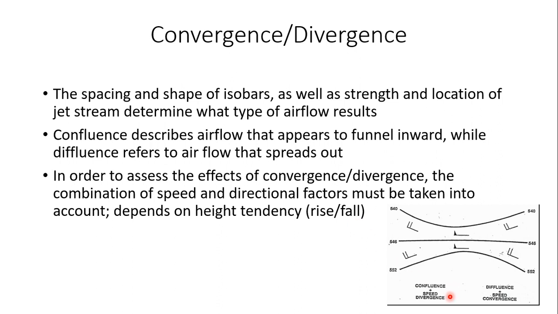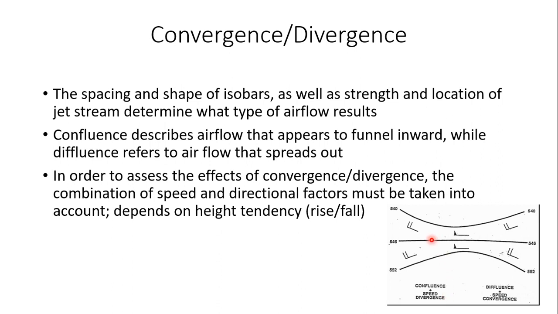And you can actually get two things to counteract or offset each other. So for example, at this point right here, I had confluence, but I also have speed divergence. Confluence, due to wind direction coming together, would indicate a height rise. But then I have speed divergence at the same point. So confluence, height rise; speed divergence, a height fall.